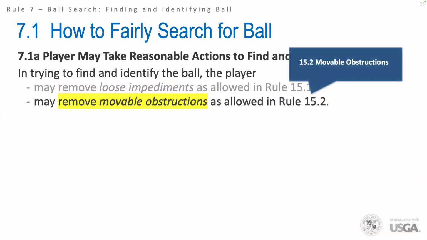You can remove movable obstructions. So it's totally fine to move some penalty area stakes or move a bench or what have you. You are able to do that.